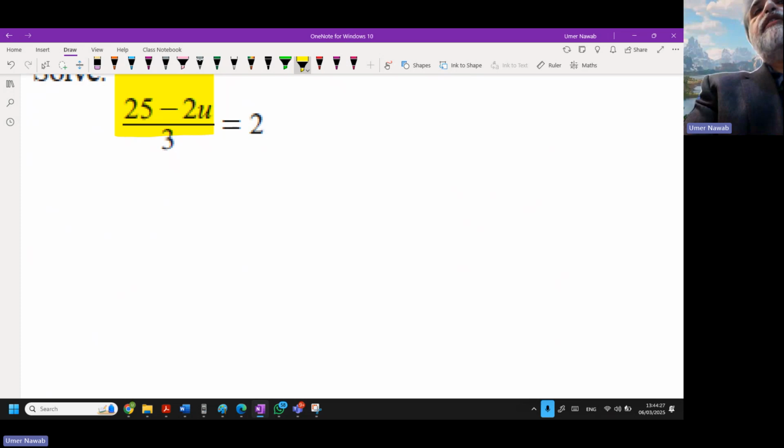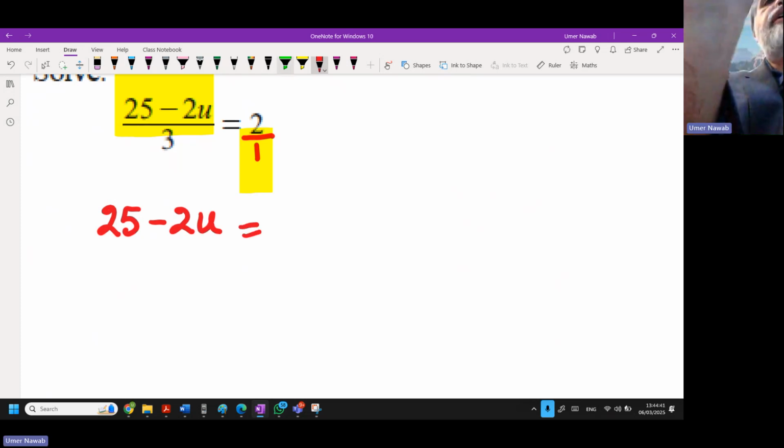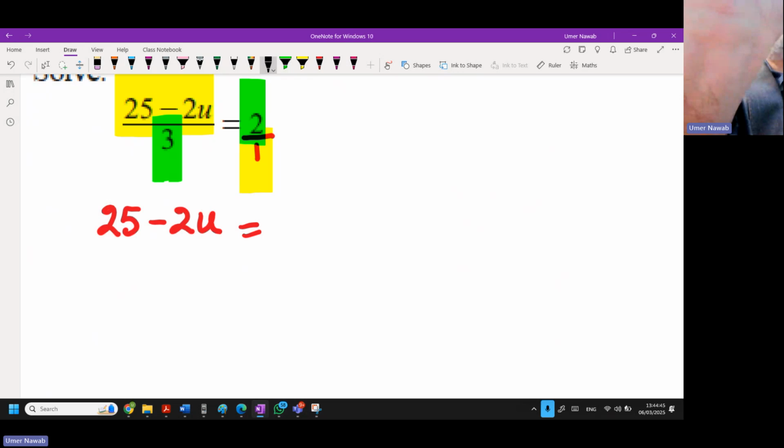1 multiplied with 25 minus 2u, because if I want to write 2 as a fraction, it is 2 over 1. So 1 multiplied with 25 minus 2u will give you the same answer, 25 minus 2u. However, this 3 is multiplying with 2, because in cross multiplication, they should multiply. So 3 times 2 gives you 6.